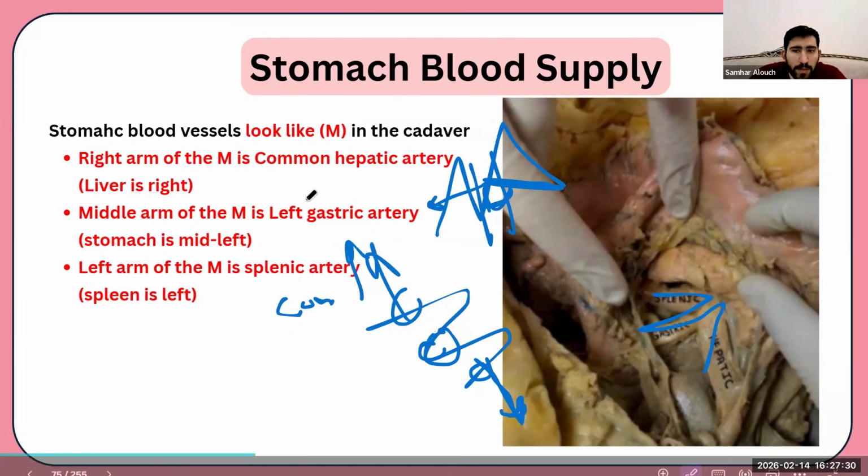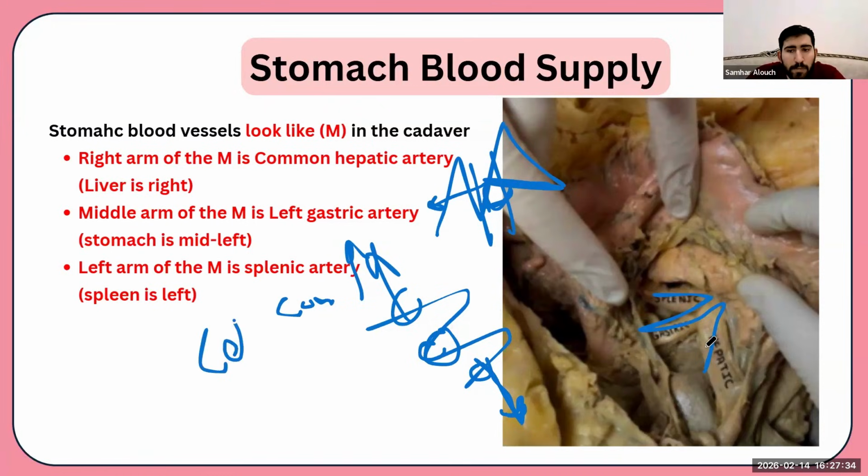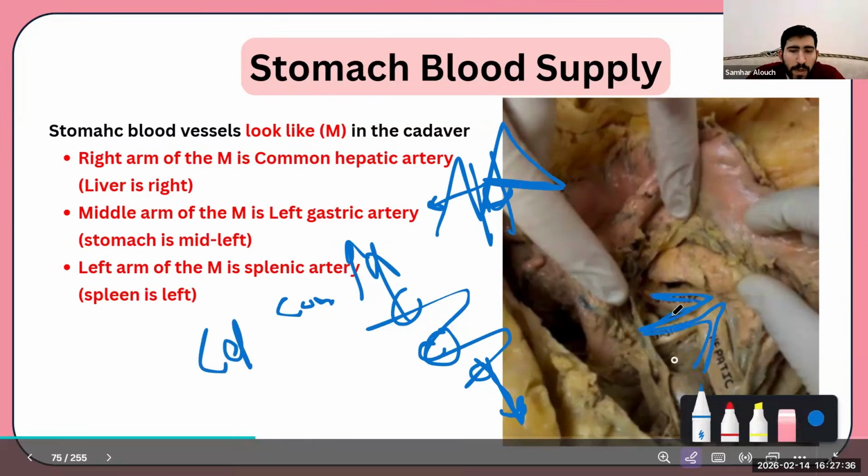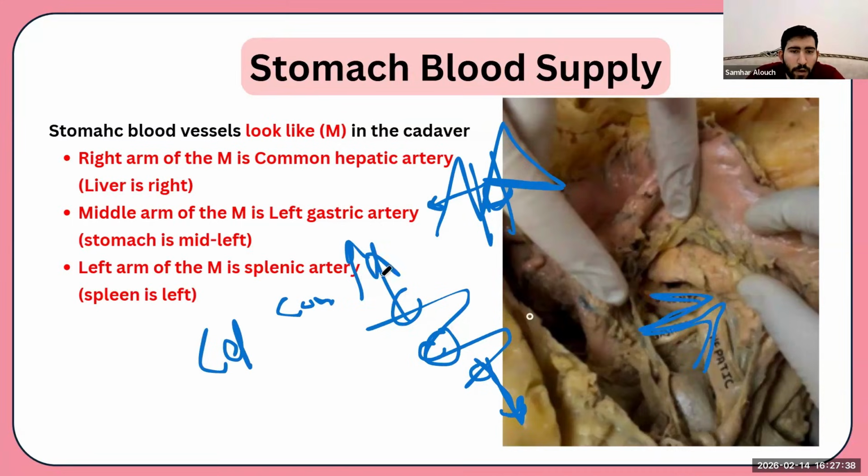So the stomach blood supply is by the celiac trunk. Celiac trunk has M-shaped arteries. First one is on the right side, common hepatic. In the mid-left side, left gastric. On the left side, splenic artery.